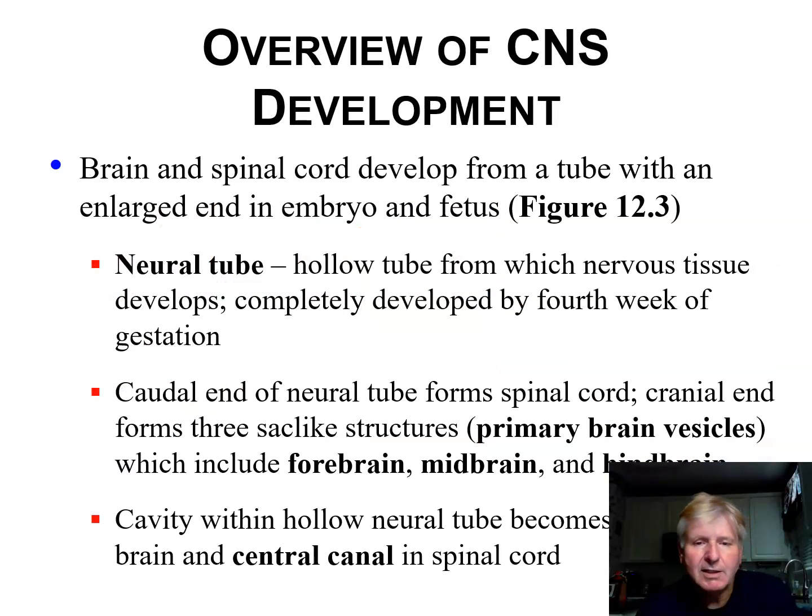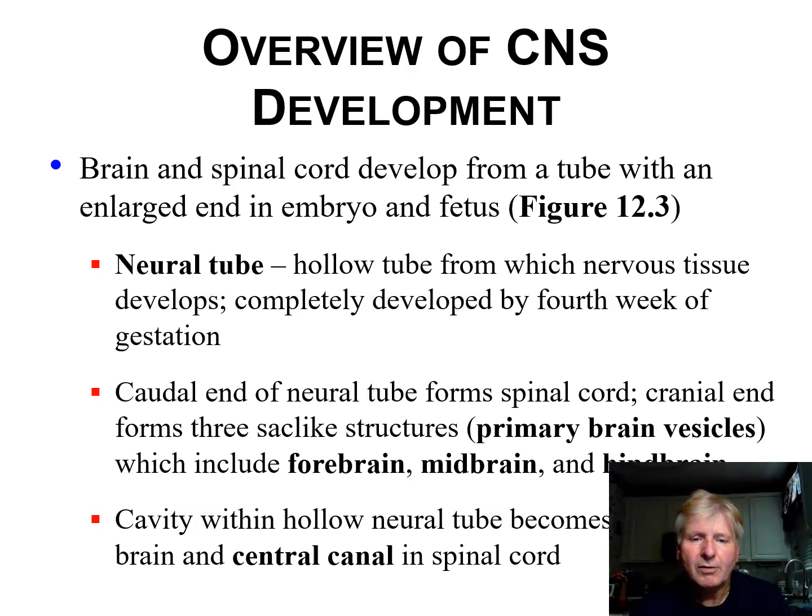Let's look at the embryonic development of the central nervous system. Both the brain and spinal cord develop from the neural tube, with an enlarged end, in the embryo. It's a hollow tube from which most of the nervous tissue will develop. It's completely developed by the 4th week of gestation.